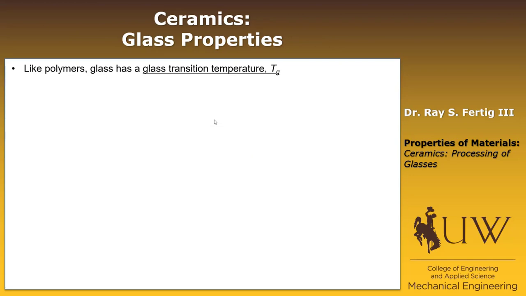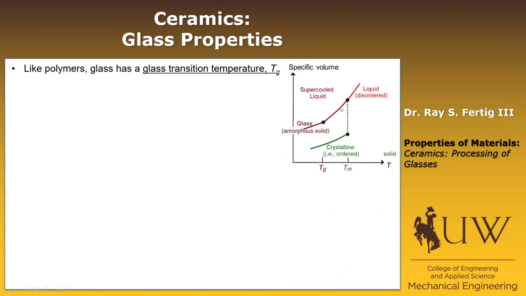A couple points about glass properties. Like polymers, glasses have a glass transition temperature as well. Remember, we looked at specific volume versus temperature, and that's how we identified whether something had a glass transition temperature. If we were cooling down from a disordered liquid, something that crystallizes would show a jump as it crystallized, and then it would decrease in its specific volume from there. Something that doesn't crystallize continues cooling, becomes a supercooled liquid, and then at the glass transition temperature, it changes its slope, but it doesn't have a jump change in its specific volume.